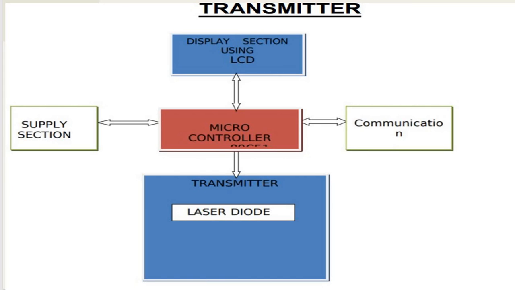We have three sections here: supply section, display section using LCD, and communication, and in between there is a microcontroller, which is connected with a transmitter that contains the laser diode. A transmitter is an electronic device which produces radio waves with an antenna. The transmitter itself generates a radio frequency alternating current which is applied to the antenna.